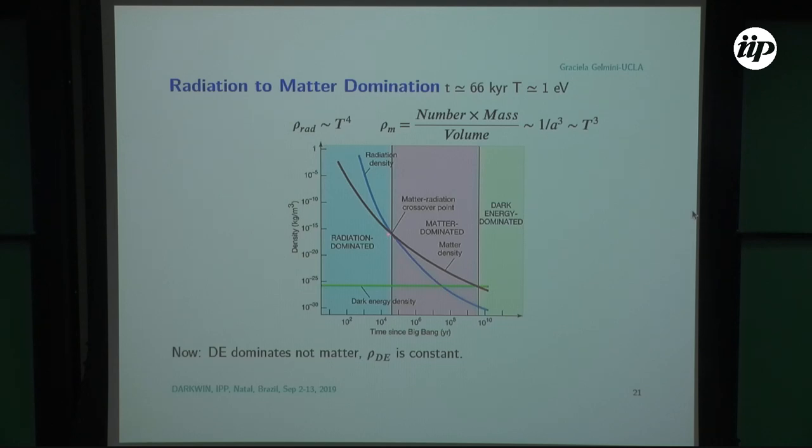We can run the densities back because we know that the radiation density changes as temperature to the 4. Matter density instead goes as 1 over the volume, which goes as T cubed. So actually they cross. Going backwards in time, they cross at this point, that is radiation-matter equality, before which the universe is radiation-dominated and after it is matter-dominated. And dark energy has a constant density, and it has become dominant very recently in the history of the universe.